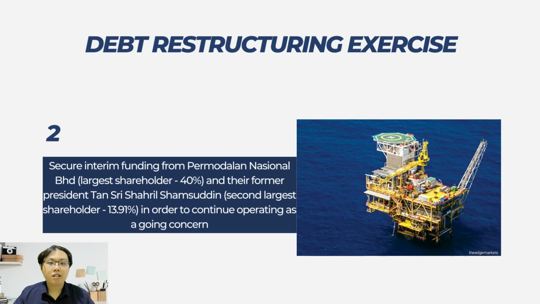Next, Sapura Energy intends to secure interim funding from Permodalan Nasional Berhad, which is their largest shareholder with 40% of the company shares, and their former president Tan Sri Syahrir Samsudin, which is their second largest shareholder with 13.91% of the company shares. This funding may help them to continue operating as a going concern.